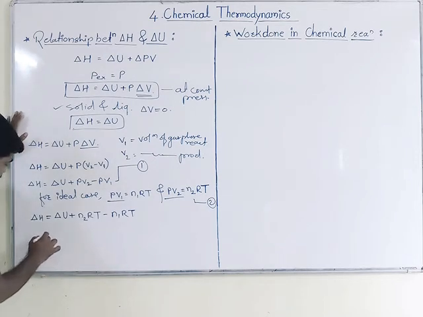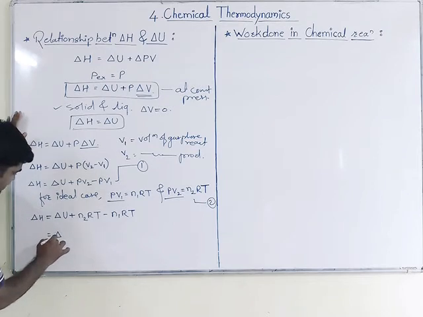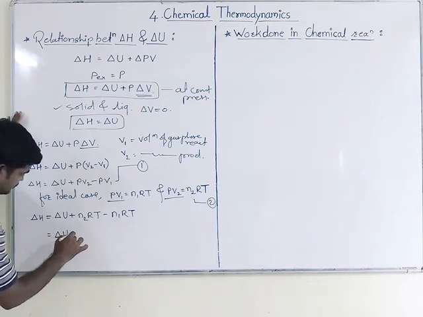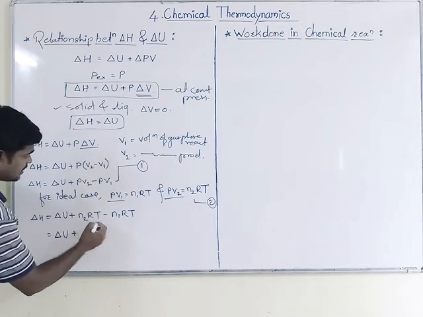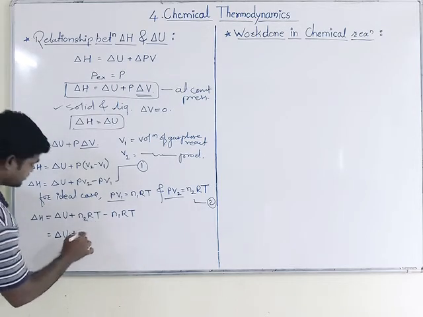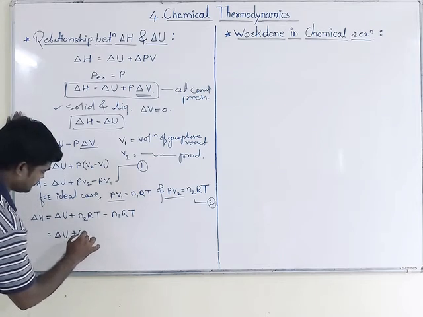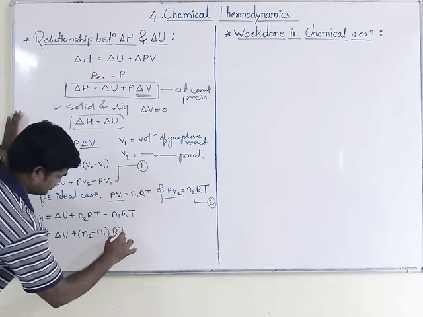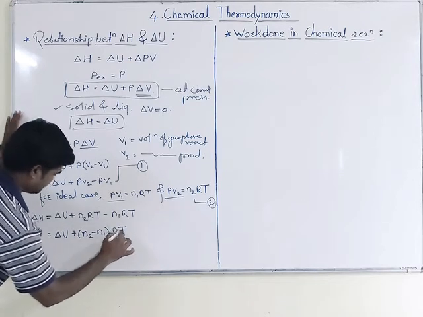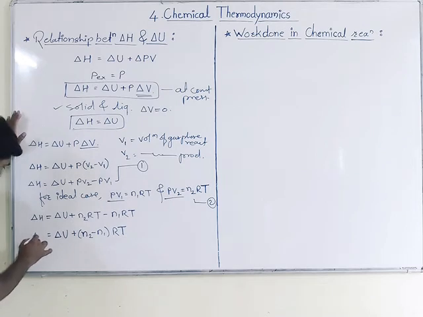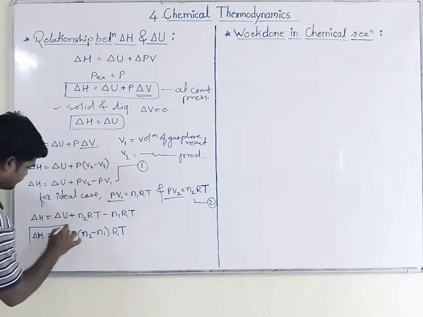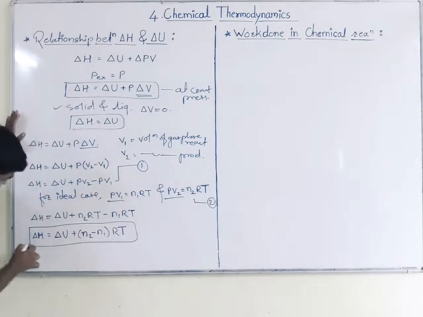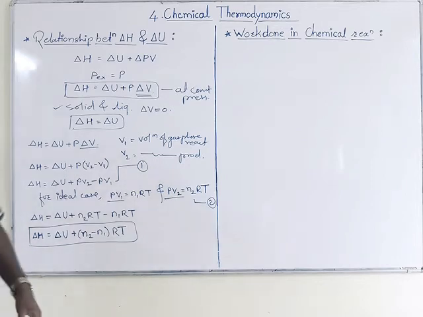Okay. Now we have to simplify this equation by taking the common term, that is RT. Delta U plus, I will take RT as common, so inside the bracket what will remain? N2 minus N1, and outside the bracket I will write RT. So this is the required equation 1. On substitution of values, you will get this final equation.